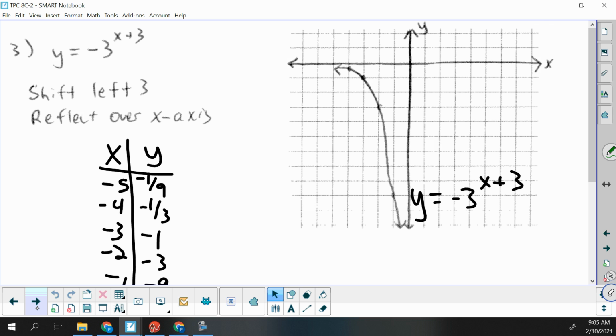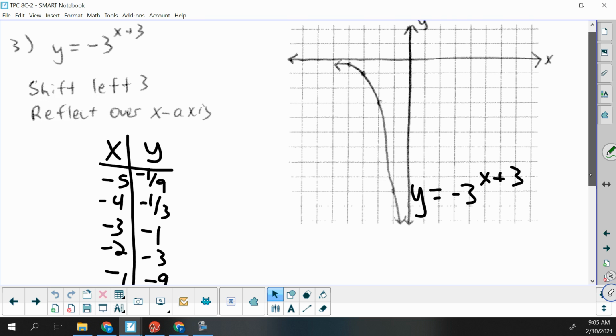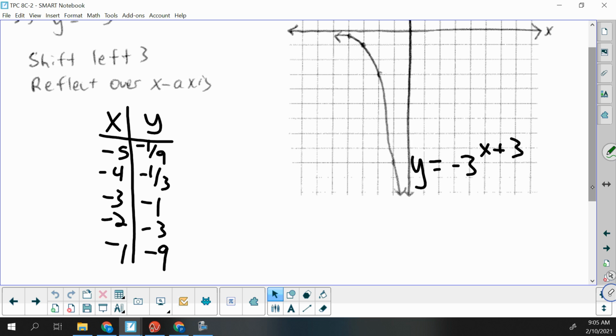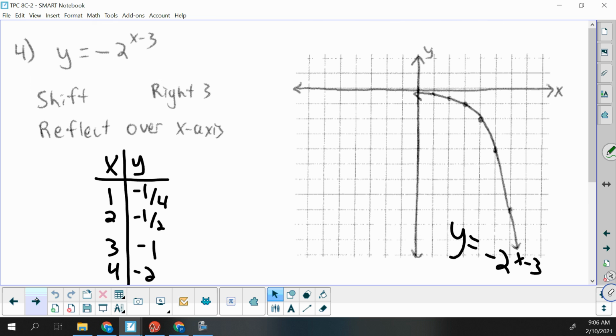Next one, we have a shift left 3, and the minus out front is reflection over the y-axis. Put it in your calculator. Make sure you have 3 or -3 as the middle value of your table, because we want values that are going to fit on our graphs. So you adjust your table based on any shifts left or right. Plot each of those. Make sure you label your x and y axis, arrows on your graph, label your equation.